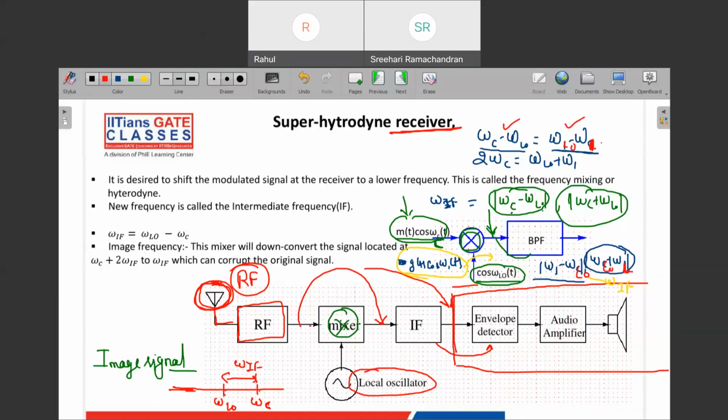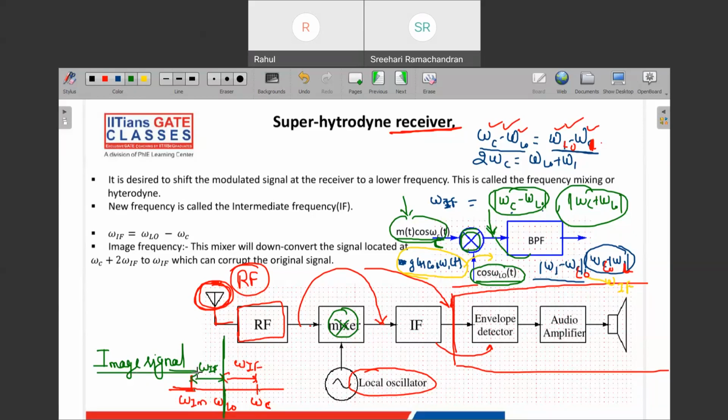Here omega c is more than omega LO, and omega LO is greater than omega image. So the image will have to be somewhere around here, which gives us omega image. This omega image also has the same distance from omega LO, which is omega IF, and that's why it gets down converted to omega IF. If you draw a vertical line here, omega image is a mirror image of omega c with respect to this vertical line around the LO. That's why we call it an image signal.